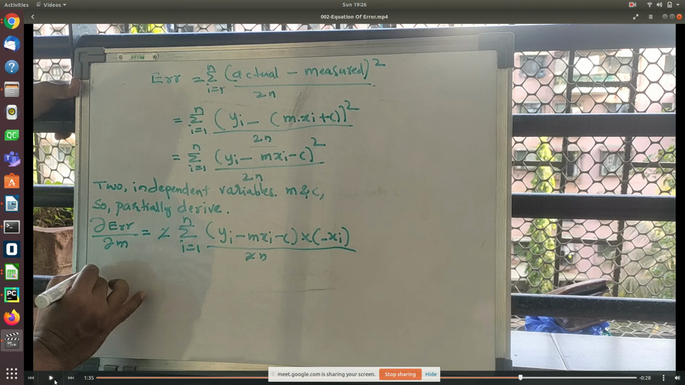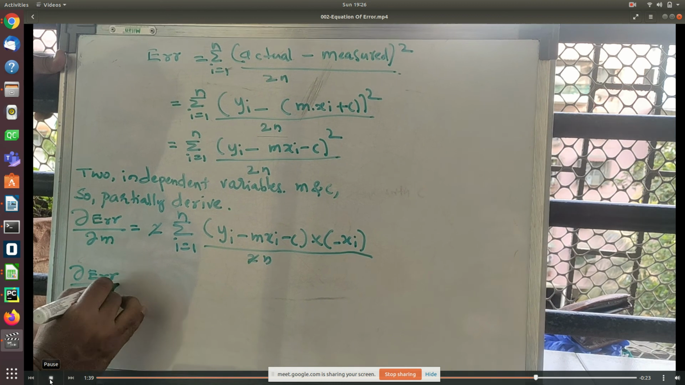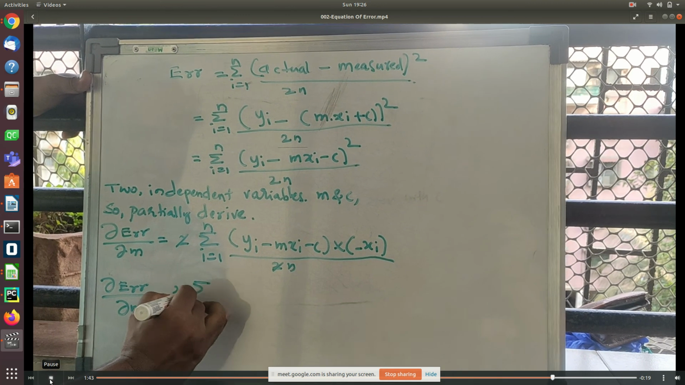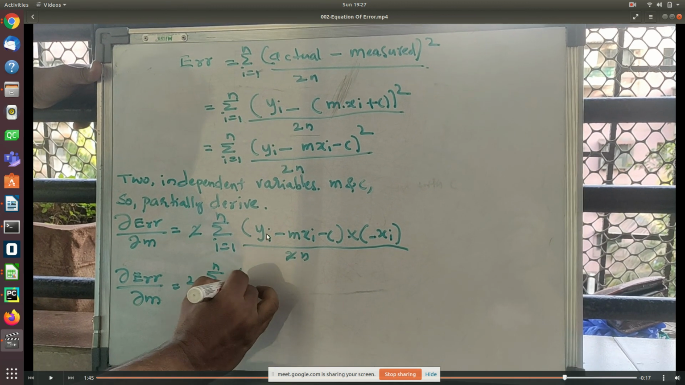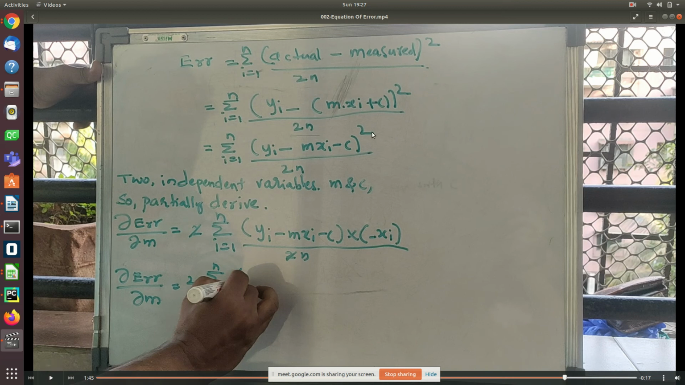Now somebody should tell me, when I do d error by dc, what will happen? Somebody should tell me what I write here. Who will tell me what comes here? Somebody. Again 2 into bracketed quantity 2 minus 1. If I differentiate this with c, then only minus 1 will come. Nothing else.